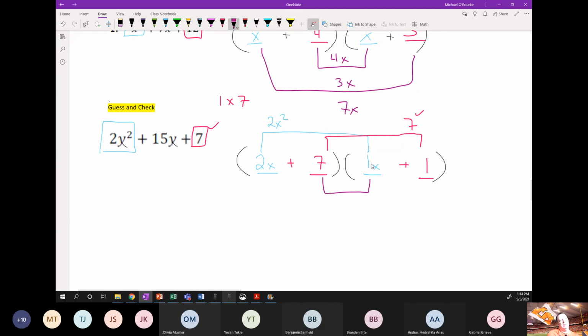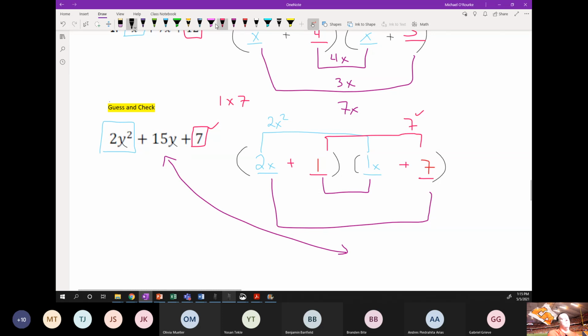So 7 times x is 7x. And this equals 2x times 1 is 2x. Add those together, I get 9x. Do I have a match right now between these two? Yes or no? Well, no. So that must not be right. So now I'm going to go back and I'm going to switch these two numbers up. I'm going to put a 1 there and a 7 here.